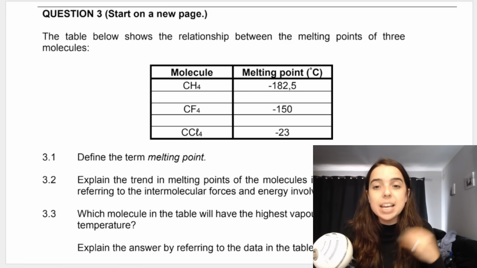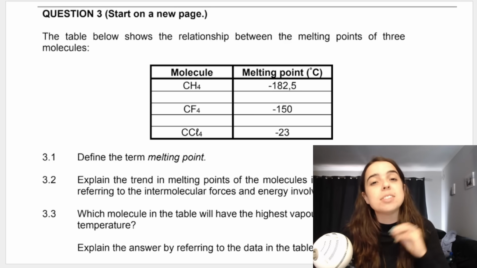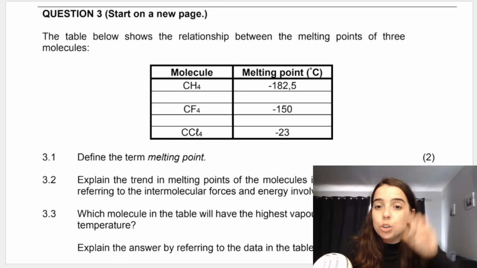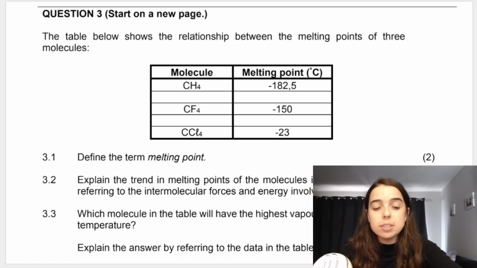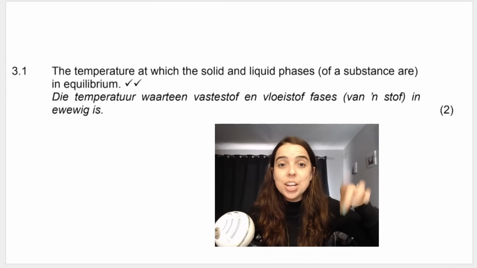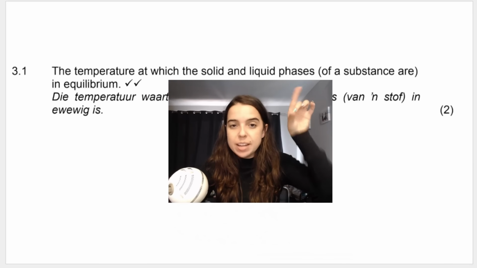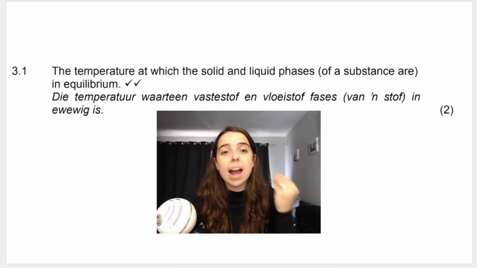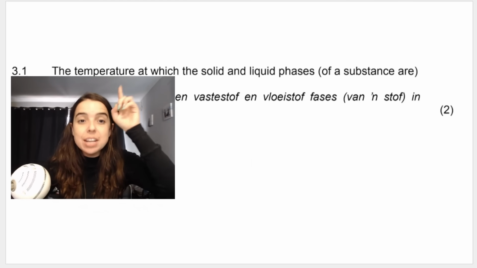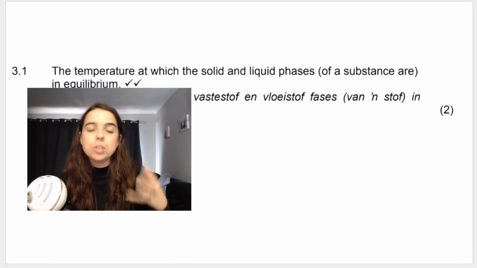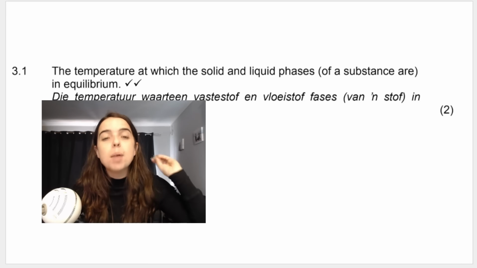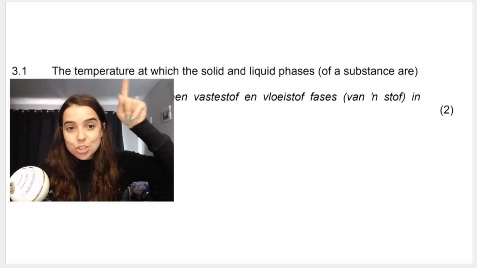So first things first, let's define the term melting point. This is a definition. You need to learn your definitions off by heart and it'll get you 2 marks. So the definition for melting point is the temperature at which the solid and liquid phases of a substance are in equilibrium. You have to say the temperature. A lot of my students often say the point at which the solid and liquid phases. It's not a point. Melting point is a temperature.